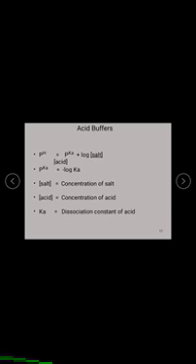Ka is the dissociation constant of acid. For base buffer solutions, we have to use pH equals 14 minus pOH. For that case, first of all, pOH equals pKb plus log of salt concentration by base concentration. Here pKb equals minus log Kb, and Kb is the dissociation constant of base.